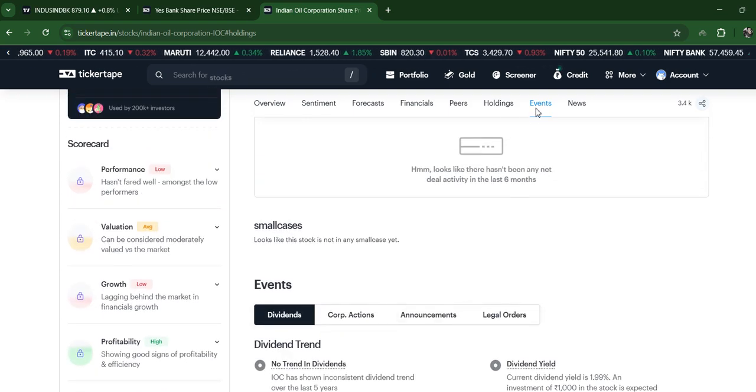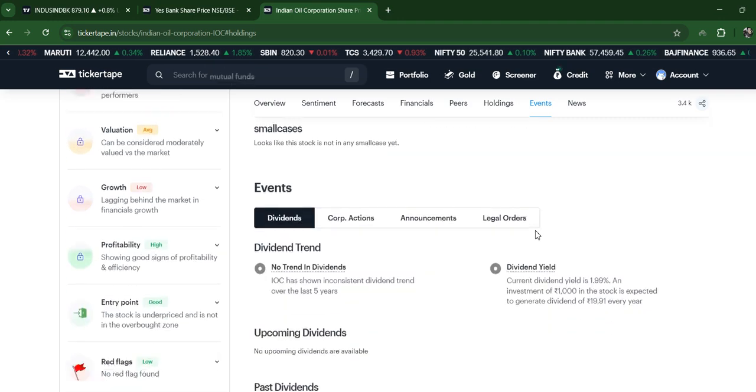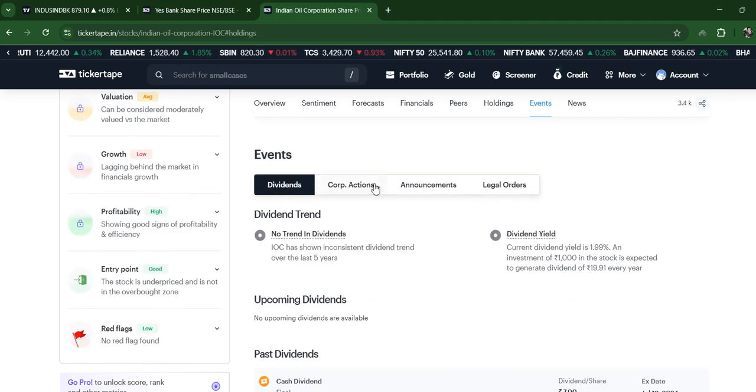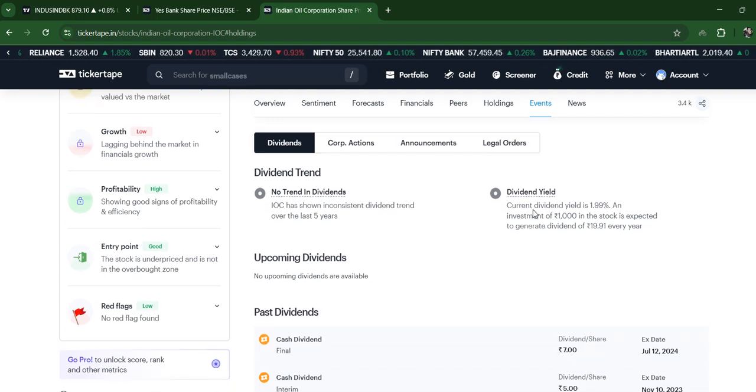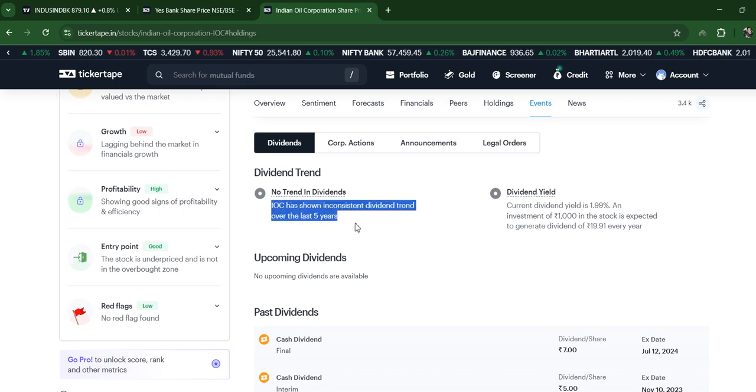Then second comes events, which I personally use for making investment in certain companies because it shows the data for dividends, corporate actions, announcements, and legal. Let's go to dividend. So this shows that over here IOC has shown inconsistent dividend. Okay, but at least it gives, and it is a good investment. I personally invest in IOC for dividend purposes.